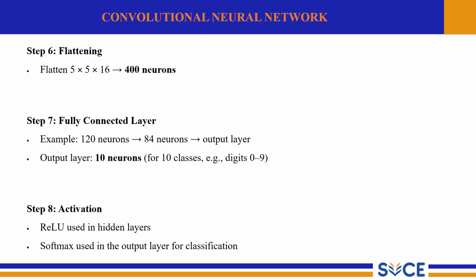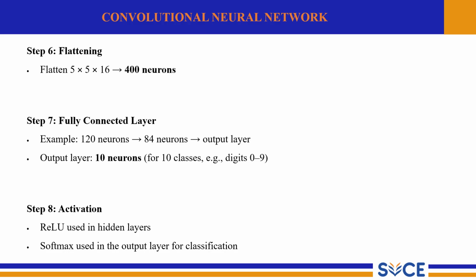Step 8. Activation function. Activation functions introduce non-linearity, which helps the network learn complex patterns. ReLU, rectified linear unit, is used in hidden layers. It outputs the input directly if positive, or zero otherwise. ReLU helps the network learn faster and avoids vanishing gradients. Softmax is used in the output layer for classification. It converts the outputs into probabilities for each class, so the sum of all probabilities equals 1. The class with the highest probability is the network's prediction.